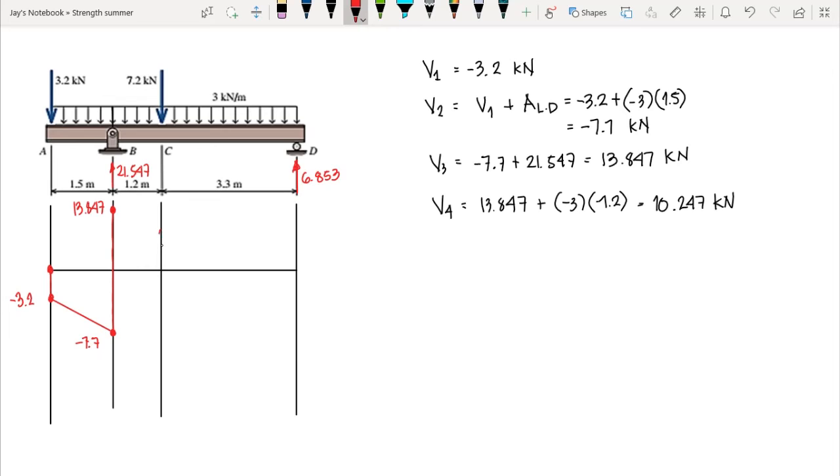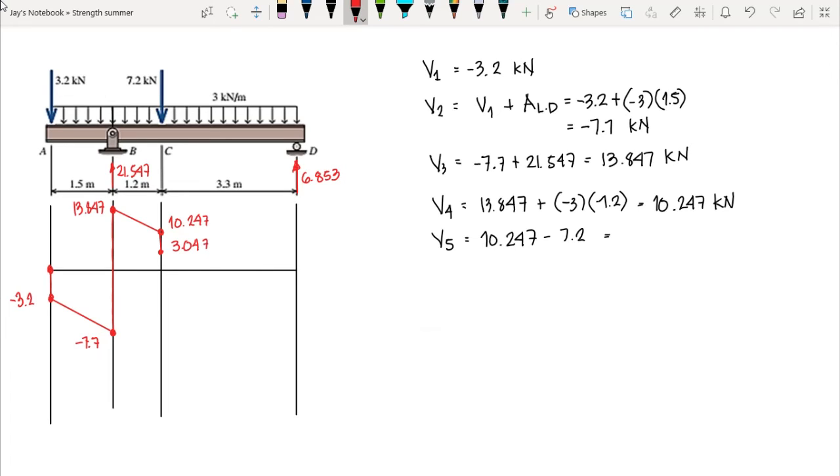So we have here 10.247 kilonewton. So at this point, since this is in 0 degree, we have our shear diagram in the first degree. Now at point C, we have a P load that is acting downward. So therefore, we have our shear 5 that is equal to the initial, 10.247, then negative 7.2, okay? This negative 7.2 gives us 3.047. So we have here, let's see, at this point, 3.047.